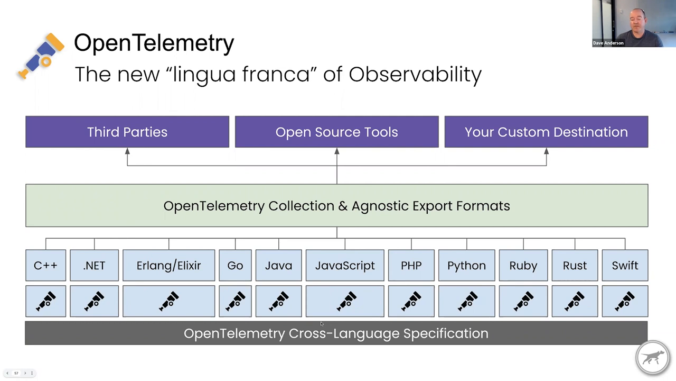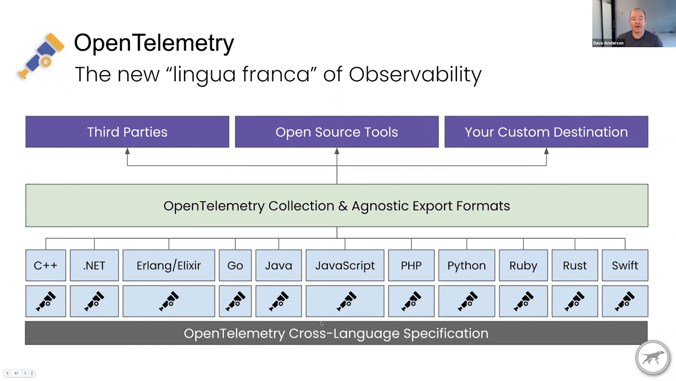OpenTelemetry defines a cross-language specification for how APIs and the SDKs responsible for collecting and configuring the telemetry and instrumentation of languages and frameworks and libraries should be done. It allows the standards to be applied in a standard fashion across all of the major languages that then have their own libraries written to adhere to these specs.